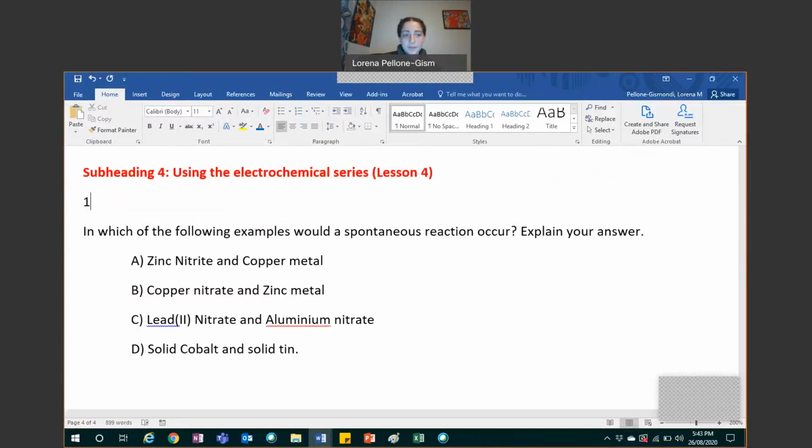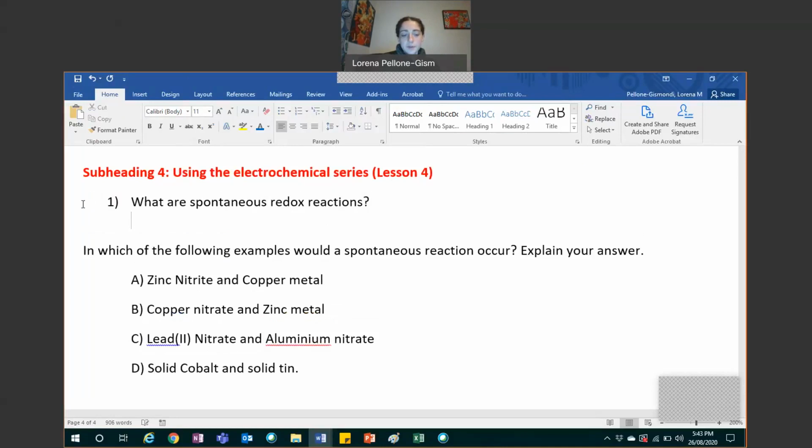So question 1, what are spontaneous redox reactions? And they are reactions that occur naturally. So like when we dropped the zinc in the copper, well, we didn't actually do that. We watched a video of it. It occurred naturally. Another example is the rusting of a bike will occur naturally.